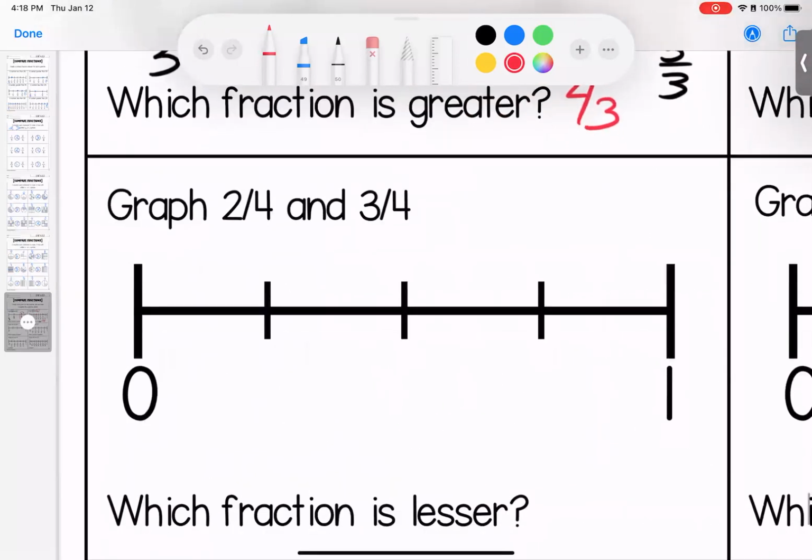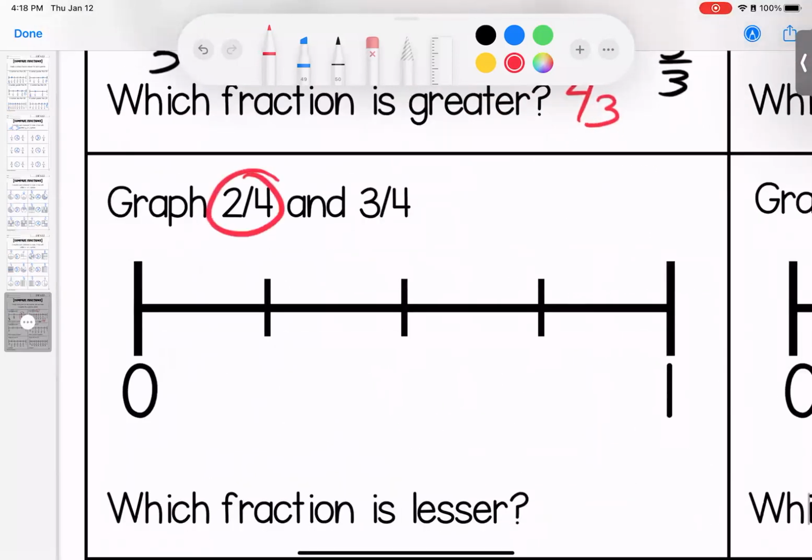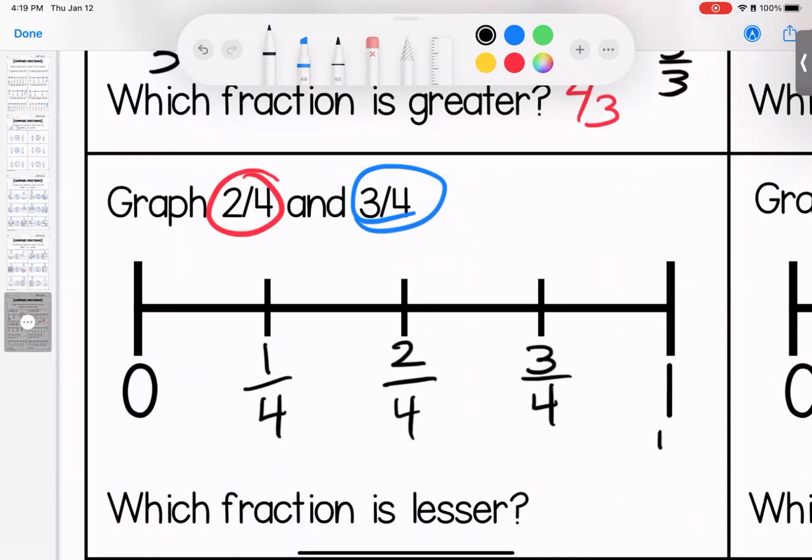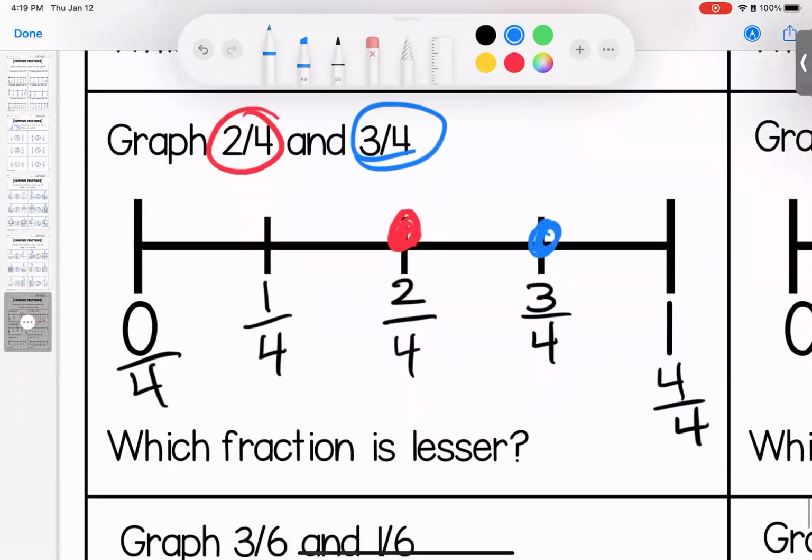Coming down here, I have 2/4, which I'm going to make red. 3/4, which I'm going to make blue, but I need to finish my pieces first. 1/4, 2/4, 3/4, good practice. 4/4, 0/4. This is 2/4. This is 3/4. Which fraction is lesser or smaller? 2/4 is smaller. It's closer to 0.